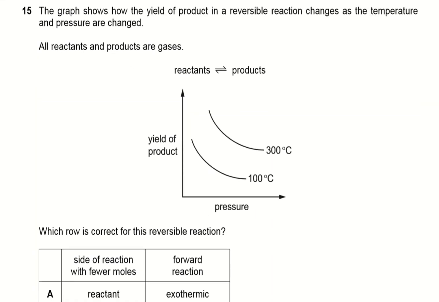Now, question 15. The graph shows how the yield of product in a reversible reaction changes as the temperature and pressure are changed. So we are talking about equilibrium here and factors affecting the position of equilibrium, and this relates to yield. So we are focusing on temperature and pressure. All reactants and products are gases, so we are focusing on this.